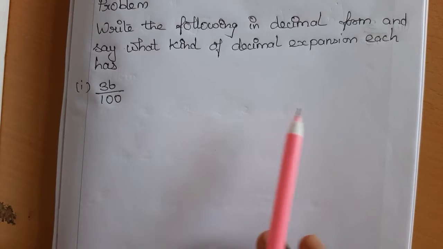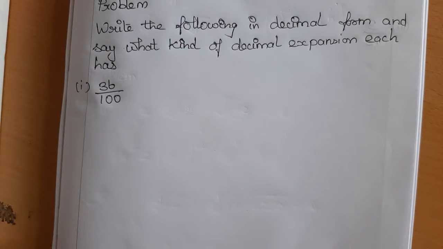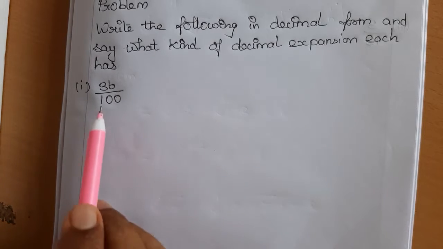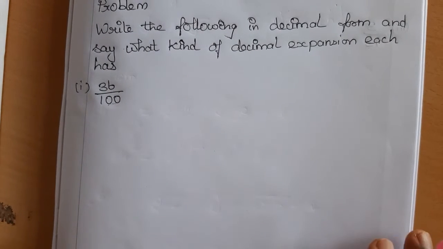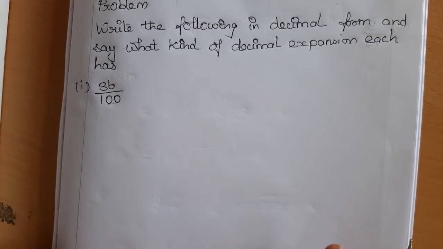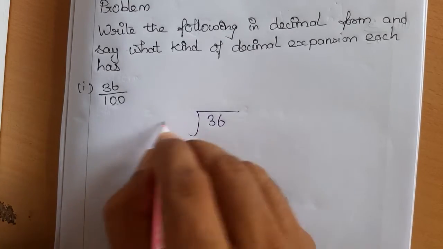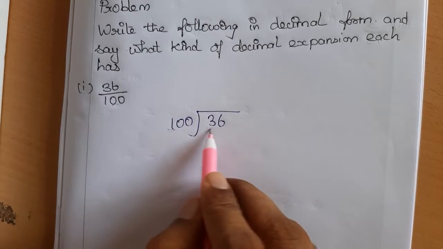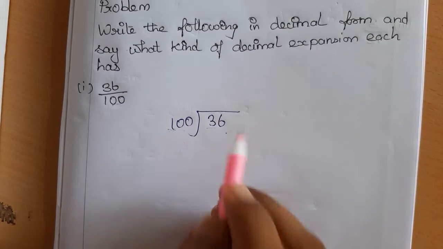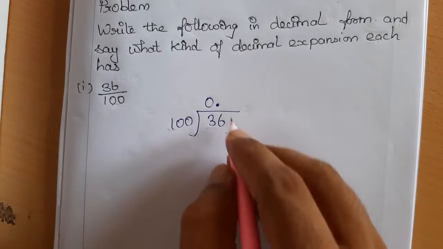Write the following in decimal form and say what kind of decimal expansion each has. So we have to write in the form of decimal, right? Even without doing the division we can say this is 0.36, depending on the number of 0s. Even so, we'll do it with the division. It will be an exercise for the next questions. So 36 you have to divide by 100. 3 digits and 2 digits, 36 is very small, so we have to add a 0. We'll put in a decimal point and add a 0.